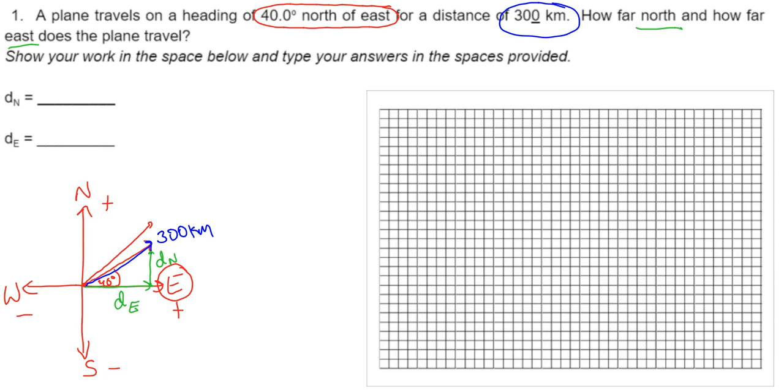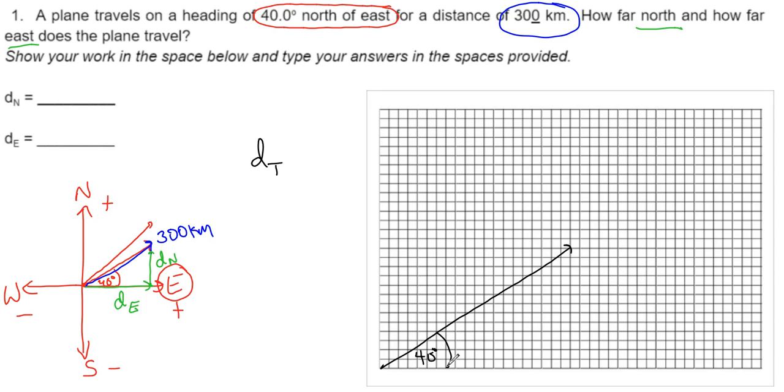Okay. So let's go ahead and plot this on a graph so that we can look at it a little bit more carefully. I'm going to make my resultant vector, my total distance, I'll just call that dt. So my total distance is going to be 300 kilometers, 40 degrees north of east.